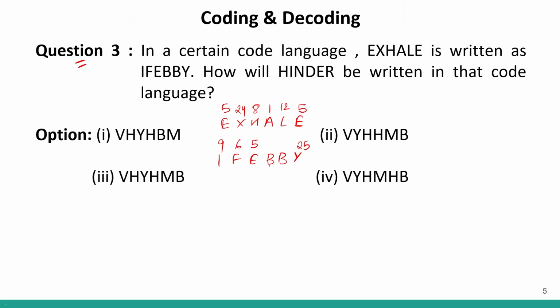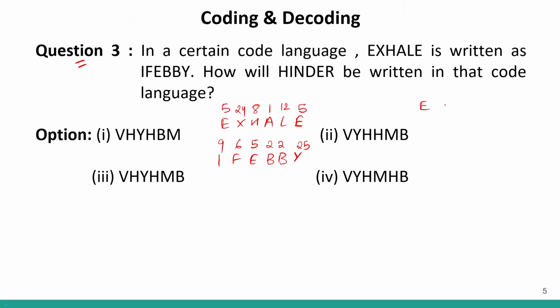E is 5. B is 2 and 2. Can I make out a sequence? No. I cannot find the difference because this is plus 4, and this is minus 3. So I can't really make out the pattern. Let us do it another way.